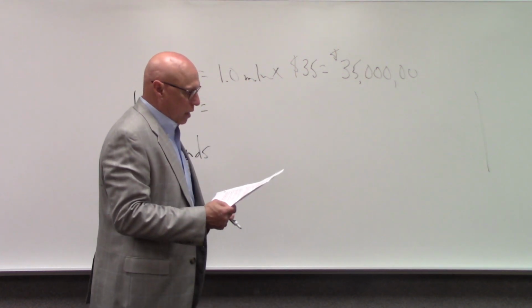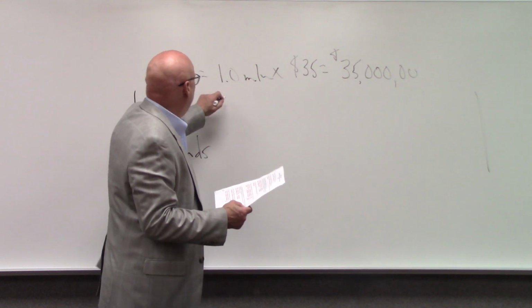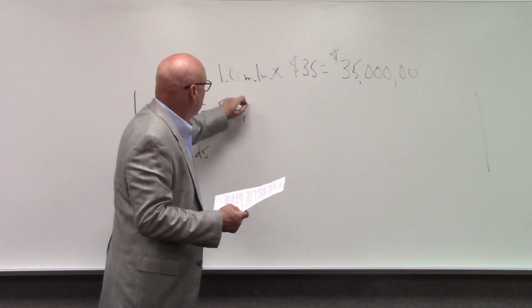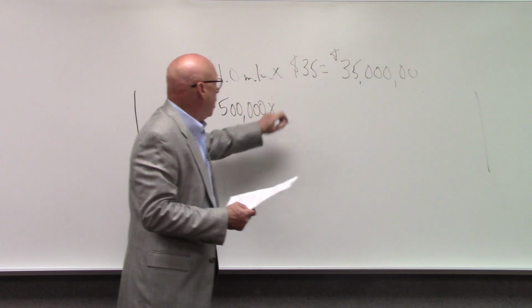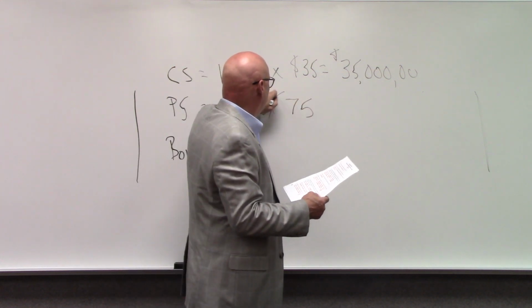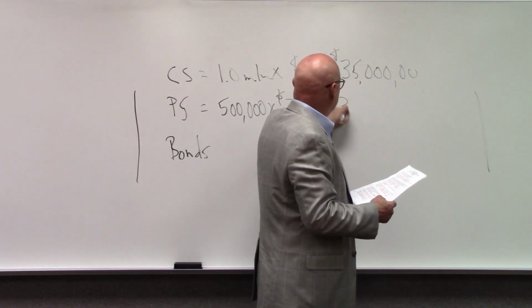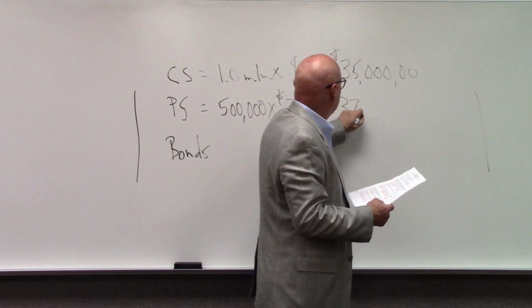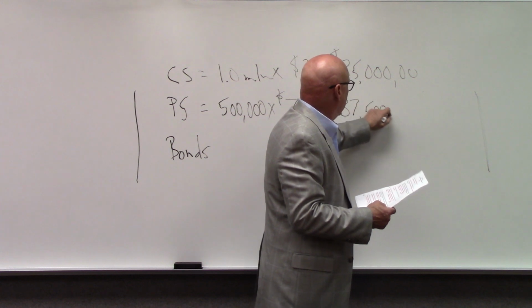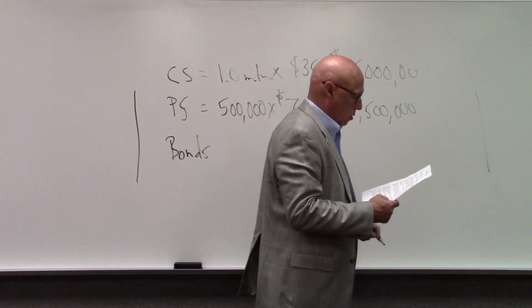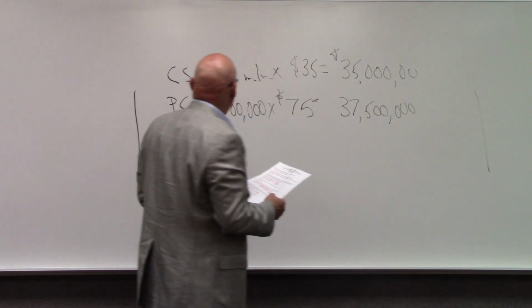What is the market value of preferred stock? It is 500,000 shares times $75 per share, and we get $37,500,000. Okay?